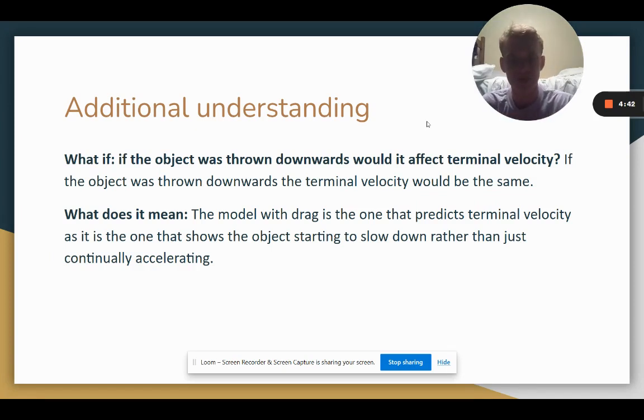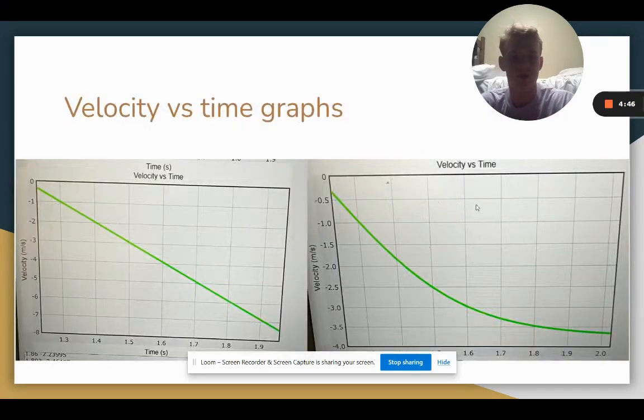And for what does it mean? The model that best predicts terminal velocity is the one on the right here from with drag, because there it shows that the object doesn't just continue getting faster and faster, it actually has it slowing down as it's coming into contact with air resistance, which is basically just what drag means.